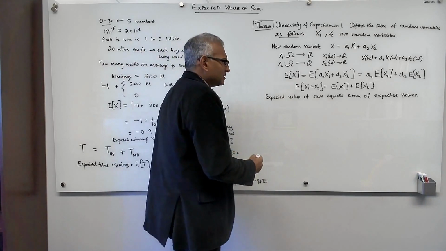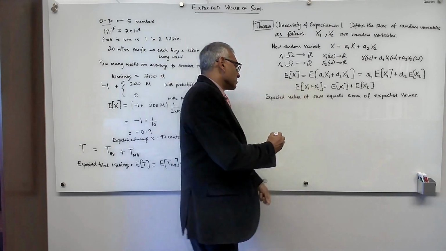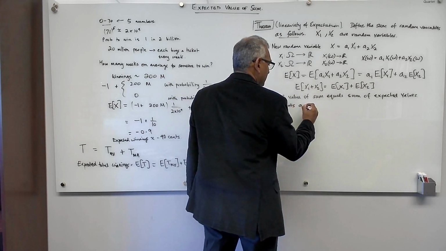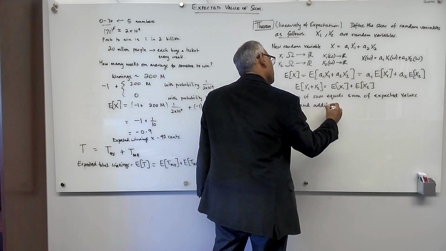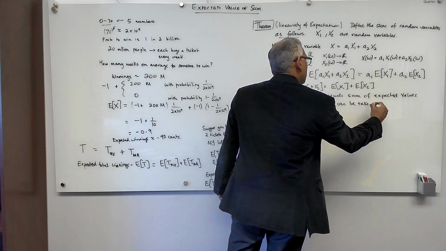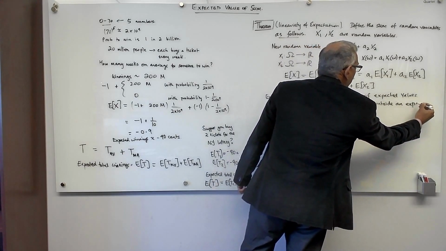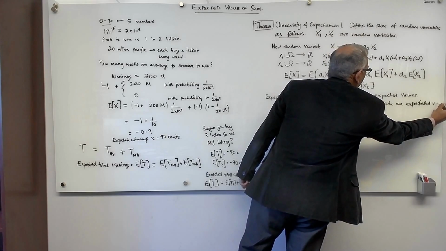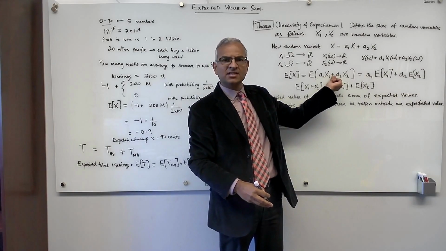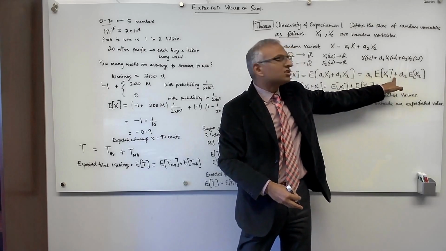Okay. Now, mathematically, what this means is that you can take an expectation into a sum or pull it out of a sum. Okay. So constants and addition can be taken outside an expected value. Okay, and you might ask, what the heck does that mean? Because look, here we have constants and an addition inside an expected value. And now I've taken the constants outside, and I've also taken the addition outside.